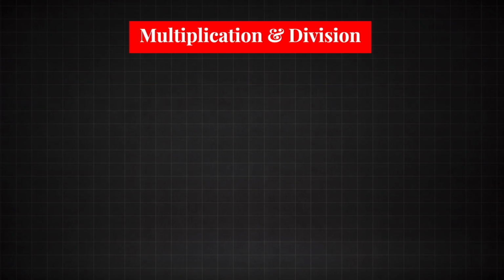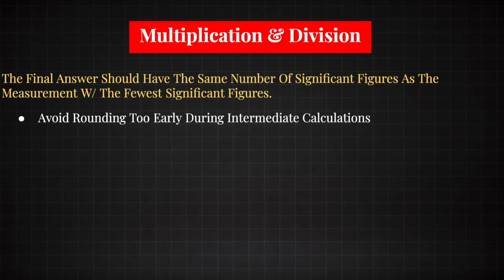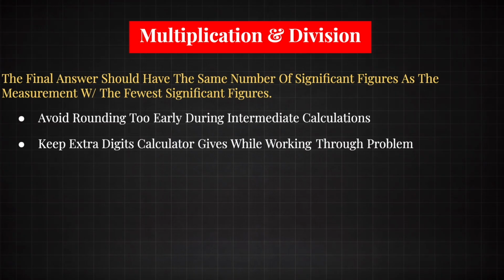When multiplying or dividing, the final answer should have the same number of significant figures as the measurement with the fewest significant figures. Now, with that said, there's an important practical detail I need to make known. You should avoid rounding too early during intermediate calculations. In other words, it's usually best to keep the extra digits your calculator gives you while working through the problem. But once you reach the final result, that's when you apply the significant figure rules and round appropriately, because if you round too early, those small rounding errors can accumulate throughout the calculation and actually affect your final answer.